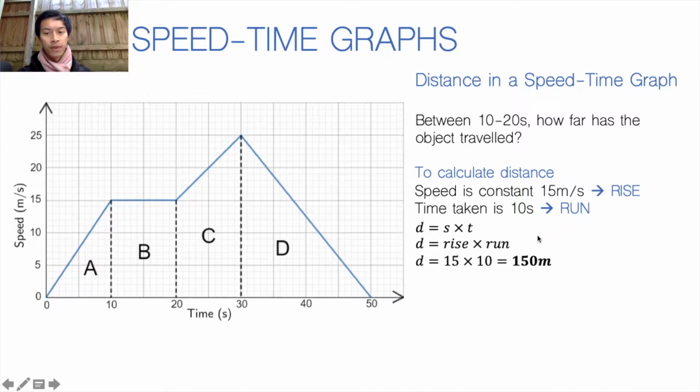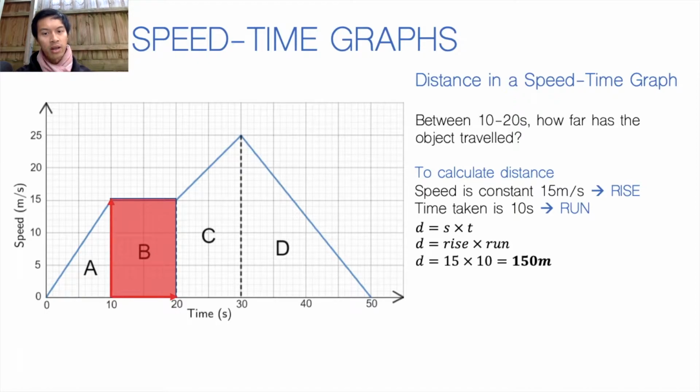This time, if you were to think back to your distance formula, distance is speed times time. Now, speed is actually the rise, and time is actually the run. So if you multiply the speed times the time, or the rise by the run, you will get the distance. So in this case here, 15 meters per second for 10 seconds will give you 15 times 10, and that is actually 150 meters. That happens to be the area under the graph.